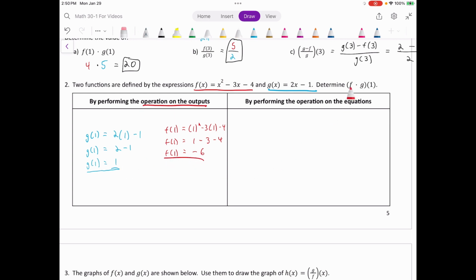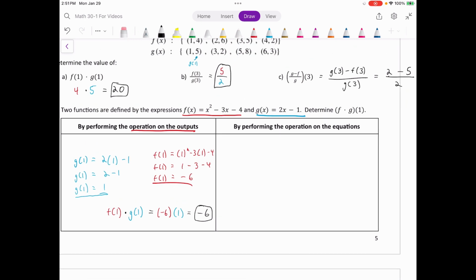Okay, so to figure out f times g of 1, we really can just take f of 1, which is negative 6, and g of 1, which is 1. So f times g of 1 is just going to be f of 1 times g of 1. And that's going to equal negative 6 times positive 1, which is just going to be, of course, negative 6. But we would get the same result if we performed the operation on the equations first.